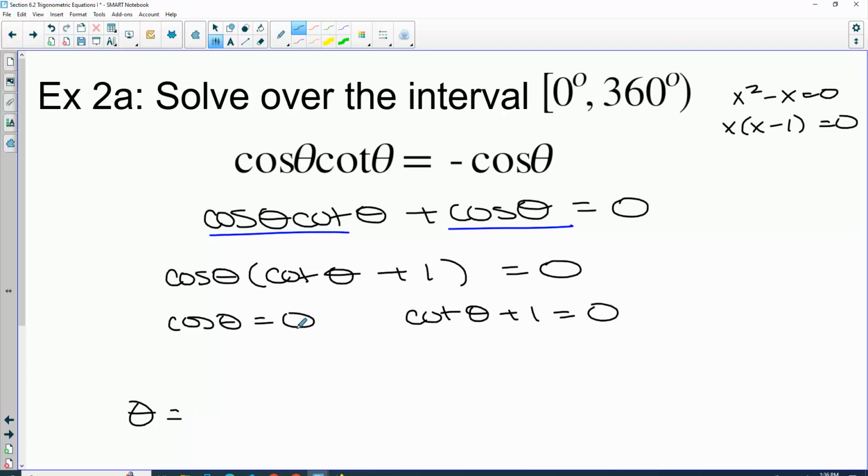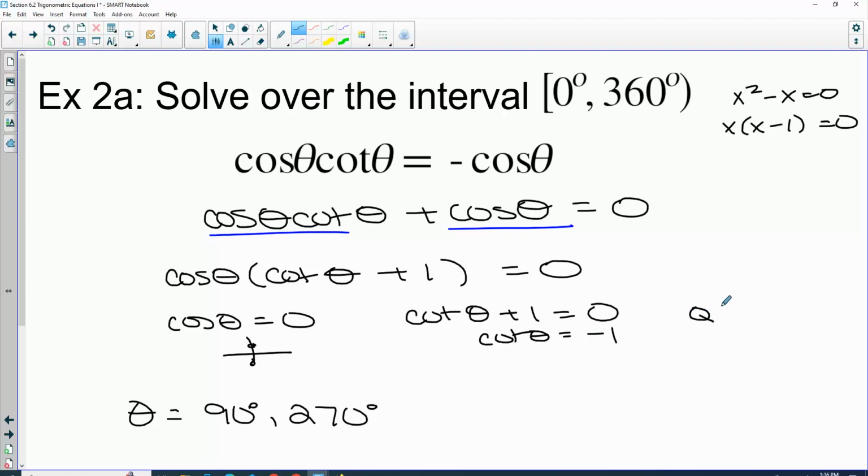Okay. When cosine is 0, if you think about your unit circle, cosine is the x. When is x 0? I asked for all the answers between 0 and 360, so we don't have to do the plus 360k on these, and we are in degrees. Okay, over here, this is when cotangent is equal to negative 1.